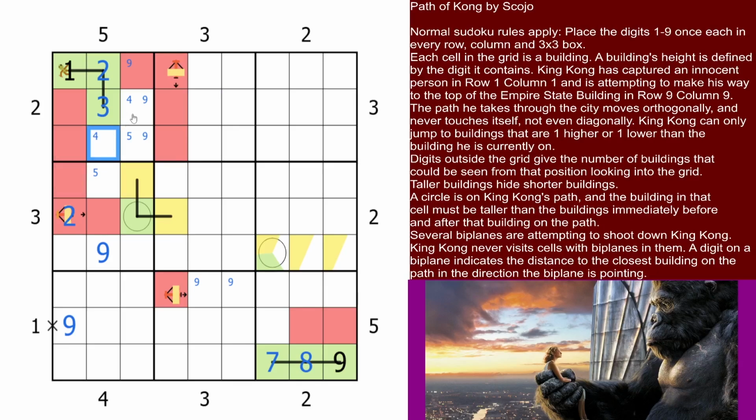So now 4 is one of these. So 5 could be one of these, right? Because that's the next digit on the path. 3 is not possible, right? Both these are looking at 3, so they must be 5.